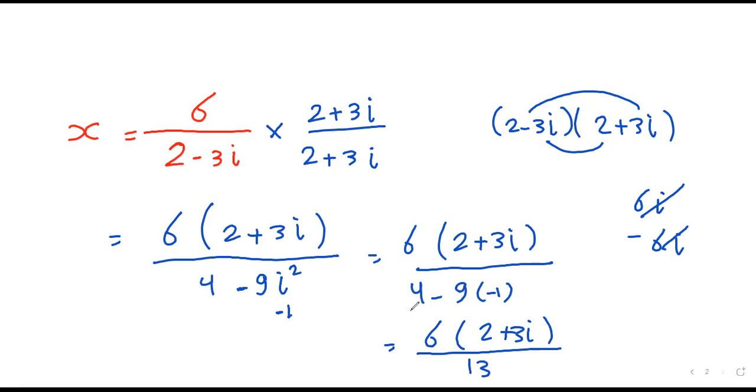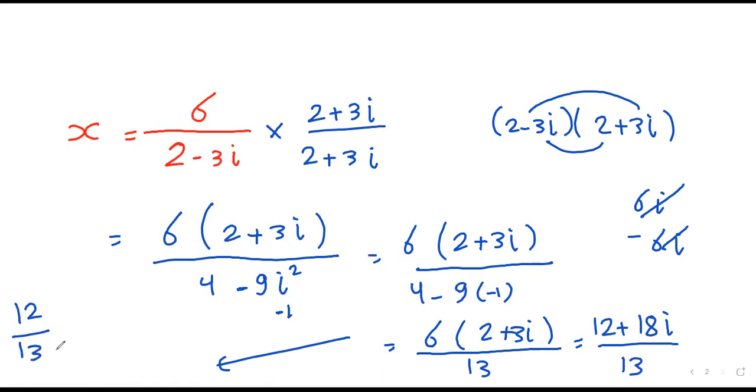So we have 6 times 2 is 12, and 6 times 3i, 18i. All of them are divided by 13. So write it as 12 over 13, the real part, plus 18 over 13 i, the imaginary part. This is the simplest form of them.